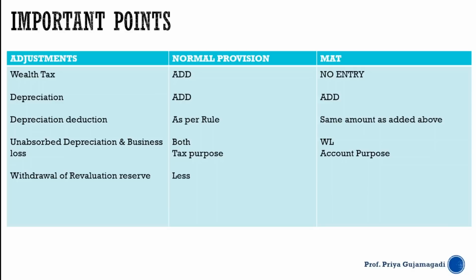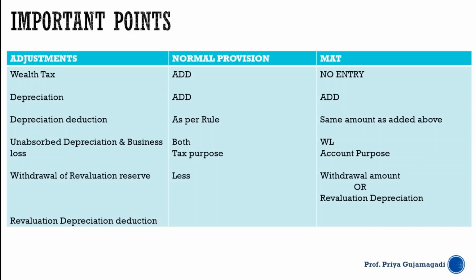Under MAT we have to compare that with the revaluation depreciation. Withdrawal amount or revaluation depreciation, whichever is less, that we have to take. So if revaluation depreciation is given in a question, how to deduct that? There is no separate deduction for revaluation depreciation, whatever deduction as per rule we have taken, that is the ultimate one. But under MAT the same comparison must be done. One time only we will do for both the adjustments: withdrawal amount or revaluation depreciation, whichever is less.